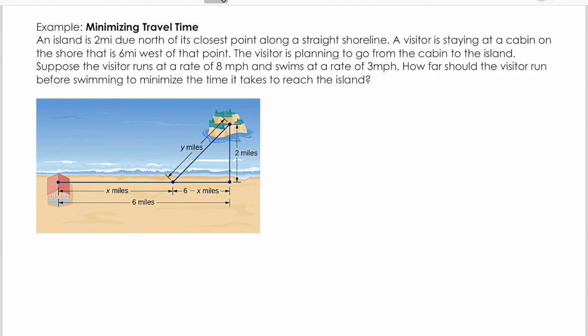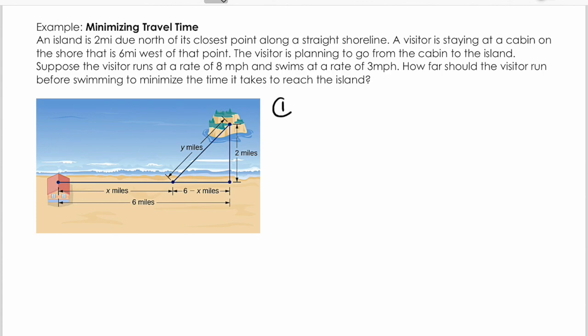Now, it says an island is 2 miles due north of its closest point along a straight shoreline. A visitor is staying at a cabin on the shore that is 6 miles west of that point. The visitor is planning to go from the cabin to the island, and suppose that the visitor runs at a rate of 8 miles per hour and swims at a rate of 3 miles per hour. How far should the visitor run before swimming to minimize the time it takes to reach the island?